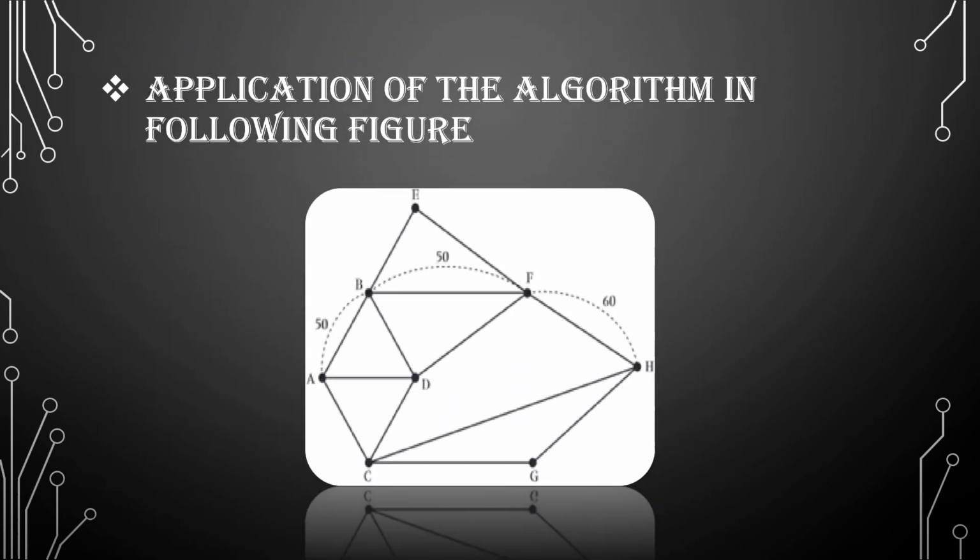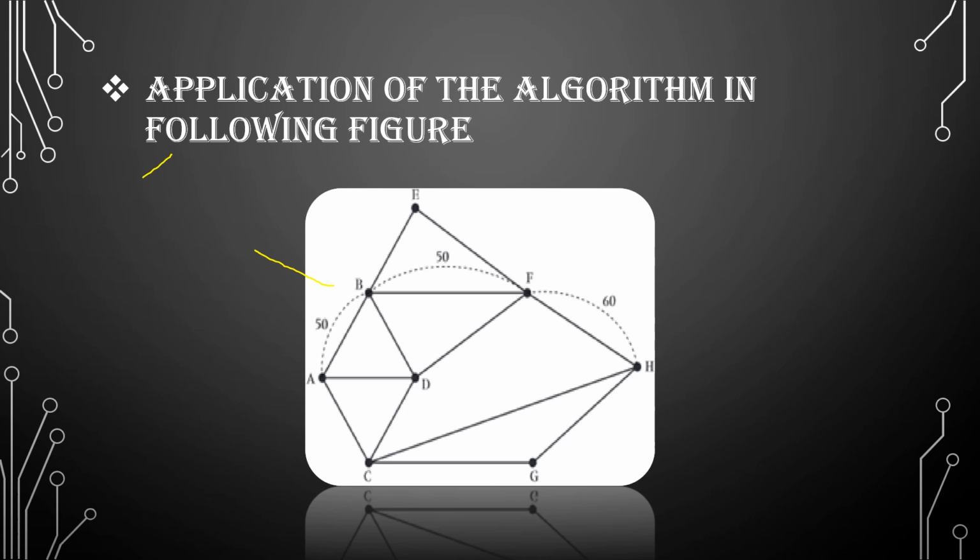So, the application of the algorithm in the following figure. First step, list all odd vertices. We can see that only two are odd vertices, A and H. A has order 3 and H has order 3. So the optimal path is from A to H.